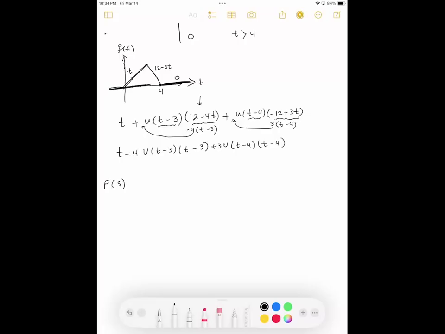And now I'm ready to find F(s). So F(s) is equal to, t is 1 over s squared, minus, for this one I get negative 4. I have a t minus 3, so I have a t, and t gives you 1 over s squared. And then because of t minus 3, we get e to the power of negative 3s. And then I have a plus sign, 3 here. And again, I have a t, and t gives me 1 over s squared. And then I have an e to the power of minus 4s. And that is our answer.